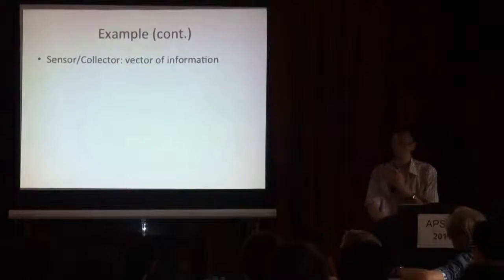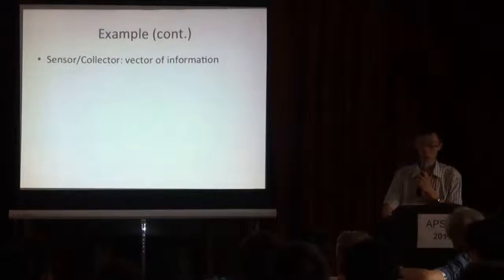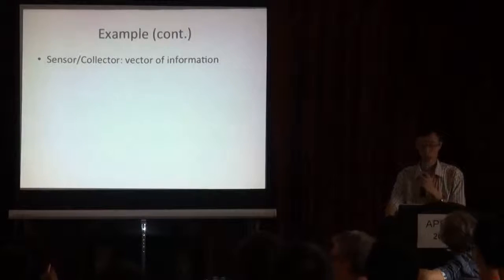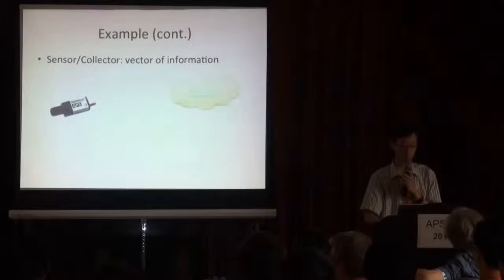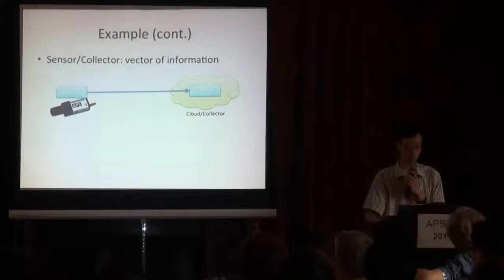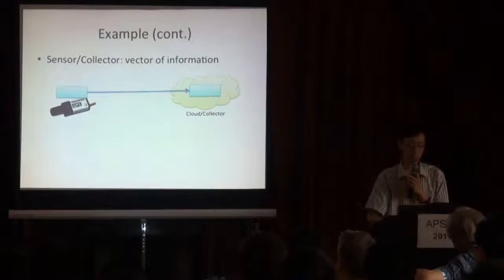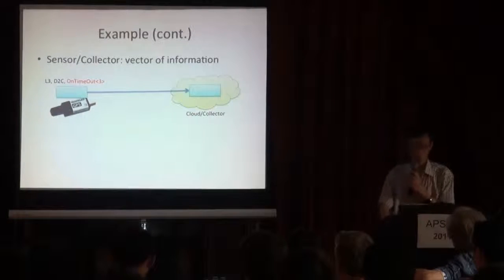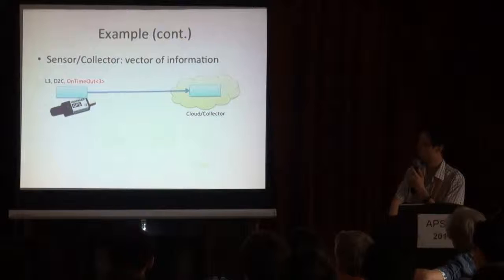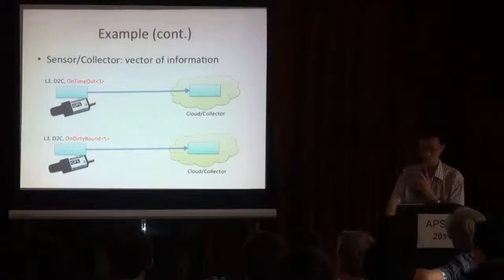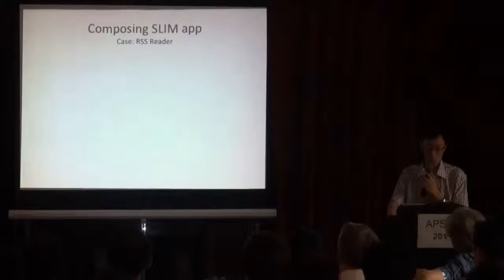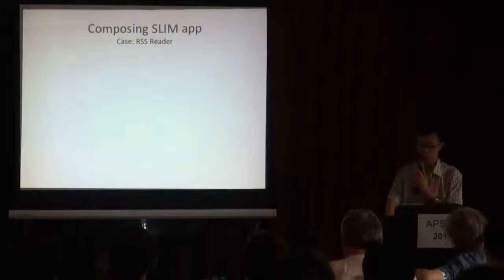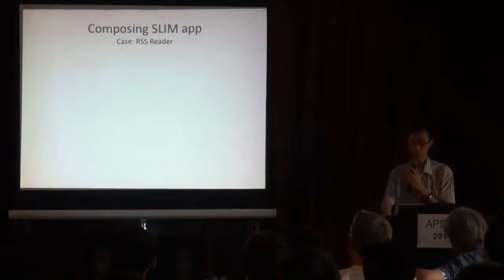Here's another example showing how to vary policy selection to implement different application functionality. In this scenario, the sensor node maps a shared Slim data structure from the collector application in the cloud. With different consistency policy, the sensor can implement either periodical reporting or the batch update. Now we have Slim data structures and policies. Next, I want to show you how to compose a Slim application with them.